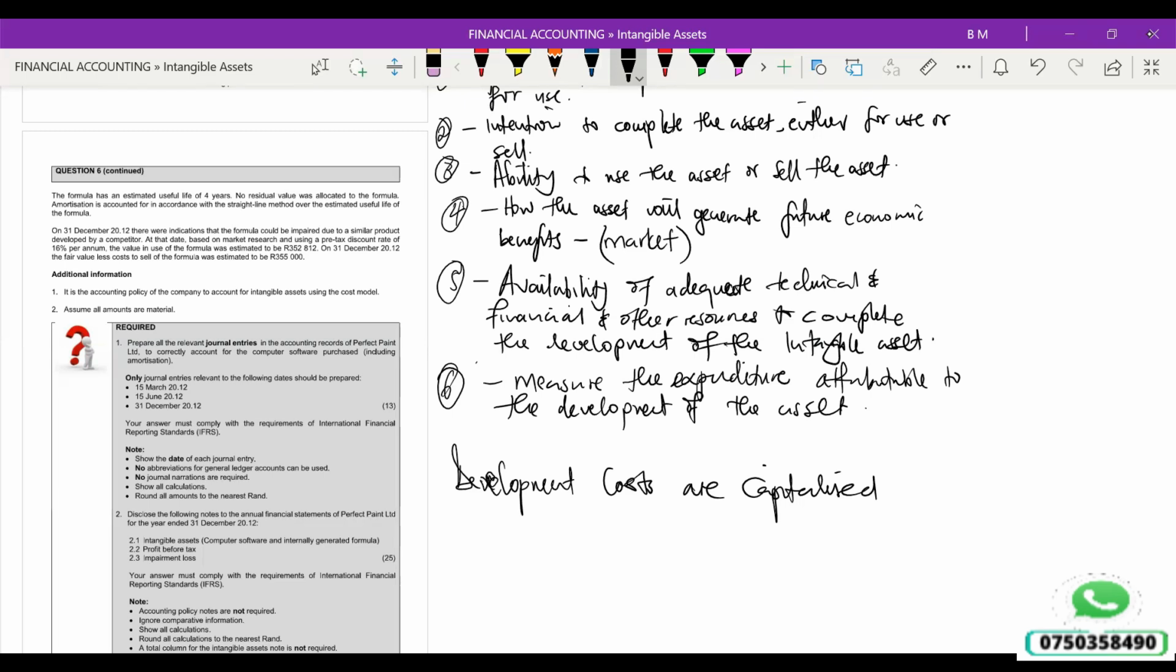No questions. Okay. So let's go through the question. As we go through the question, let's identify the dates, and we need to prepare our note, our intangible asset note. It's more or less the same as the PPE note. We don't calculate depreciation, we calculate amortization. The loss of value of the intangible asset is called amortization.